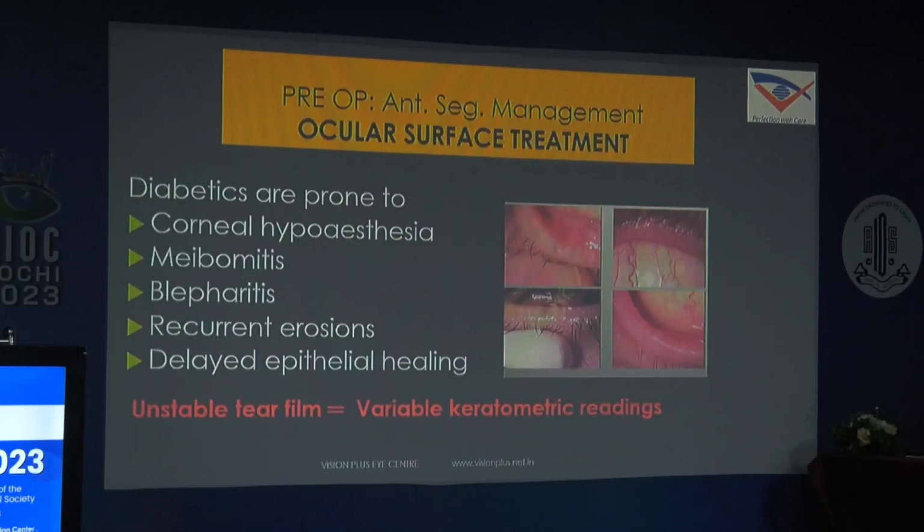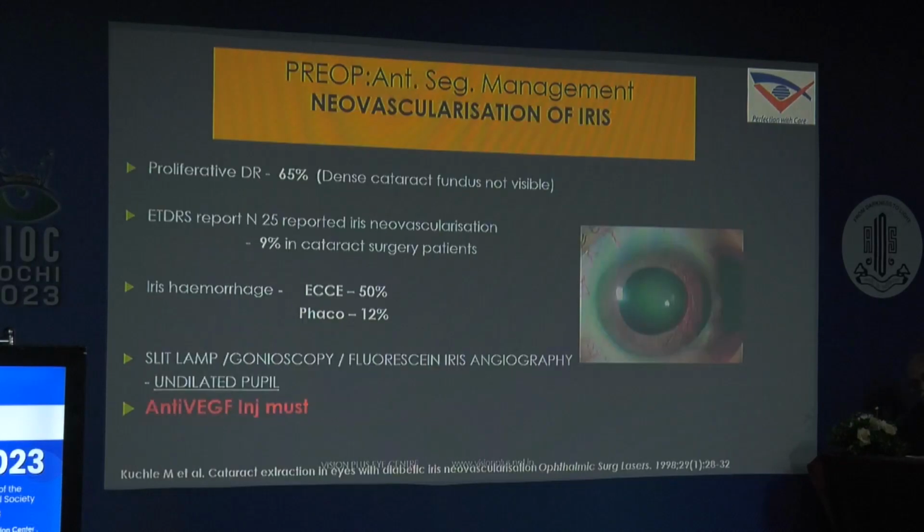So manage the ocular surface. They often have meibomitis, blepharitis, and delayed epithelial healing, and an unstable tear film can also make your keratometric readings and your biometry a bit unreliable. And as I already mentioned, look for NVI, and these patients may need an anti-VEGF injection preoperatively.